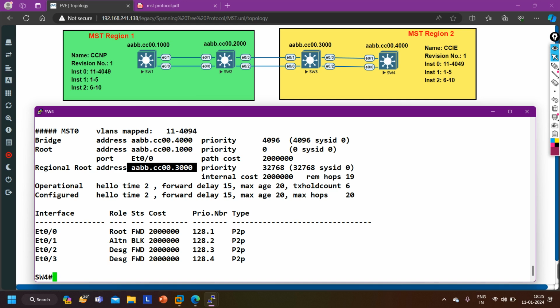So again, the question is, the disadvantage of MST is what? We cannot achieve load balancing between two regions of MST, right? Now hope this is clear to you, like how MST inter-region works.